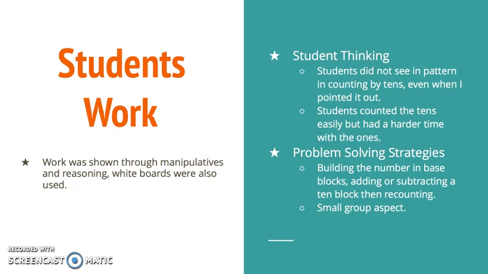Student thinking. Students did not see the pattern in counting by tens. I noticed that my students could only see the patterns when they were counting 10, 20, 30, 40, etc. However, when you started on a number like 32, they didn't grasp that there was a pattern in 42, 52, 62. My students also easily counted the tens, but had a harder time counting the ones.